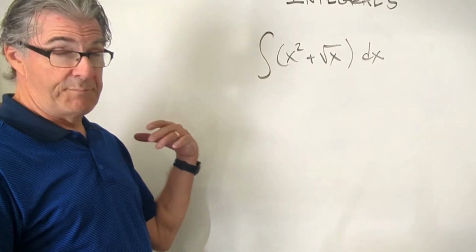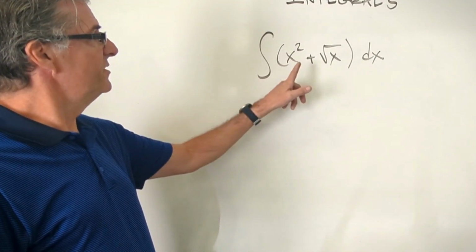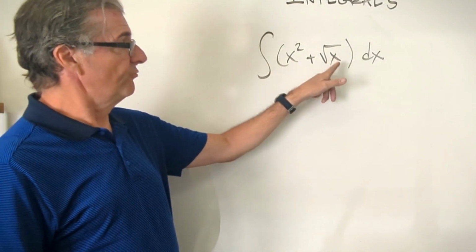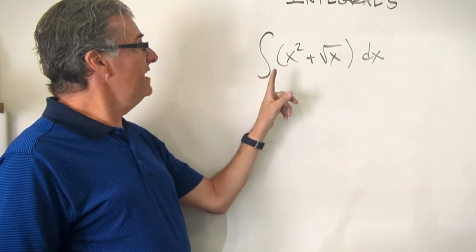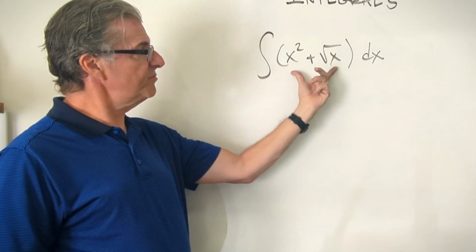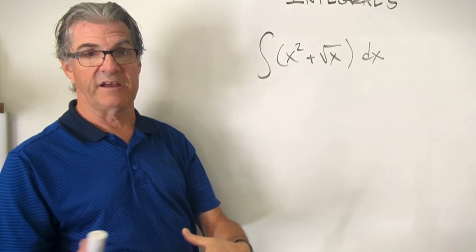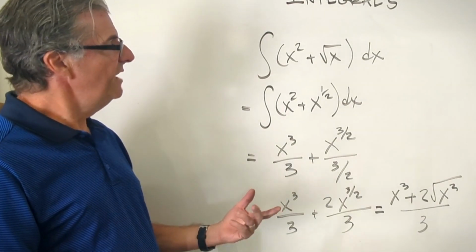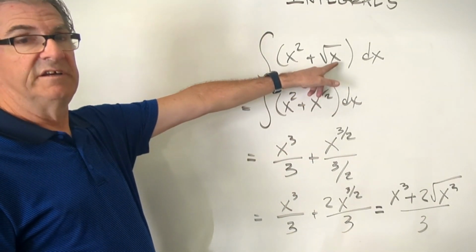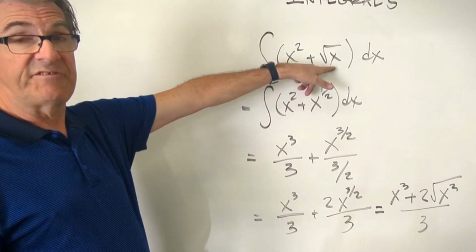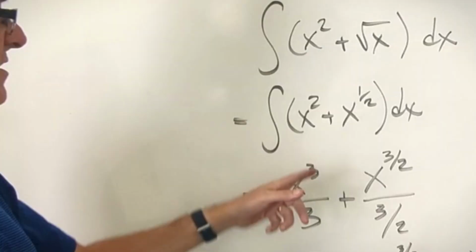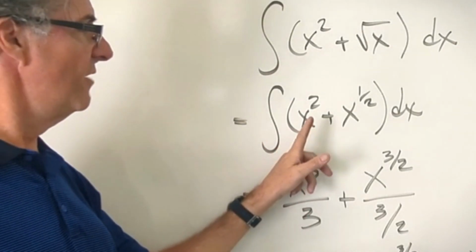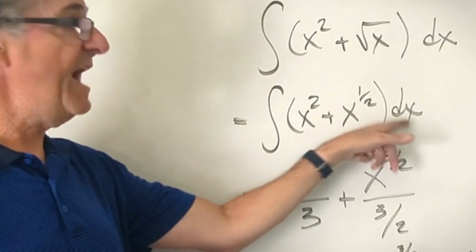Here is a pretty straightforward binomial. We just have x squared plus root x. So go ahead and integrate this expression with respect to x and come back. Okay, let's see how you did. So my first step, I don't have any rules for integrating roots. So I just have to change it into a fractional exponent. So this is the same as taking the integral of x squared plus x to the 1/2 dx.